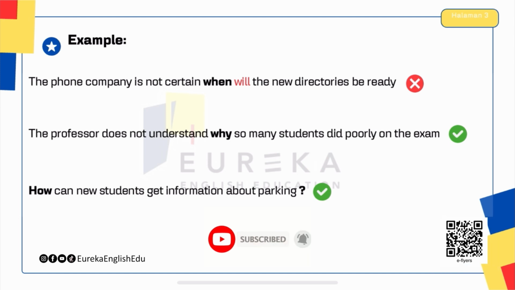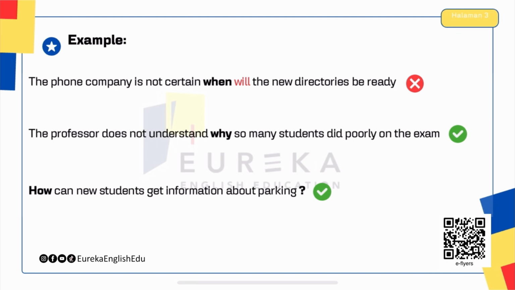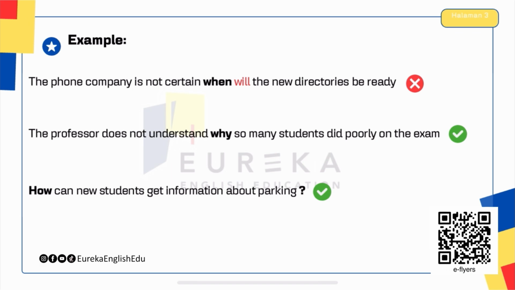And then let's see the last example here. There is a sentence that begins with a question word and ends with a question mark. So this is the first function, where the question word serves as a question. So this type of sentence is a question sentence. How can new students get information about parking? After the question word, it should be the verb and then followed by the subject. As you can see here, there is a verb can and then followed by the subject new students.